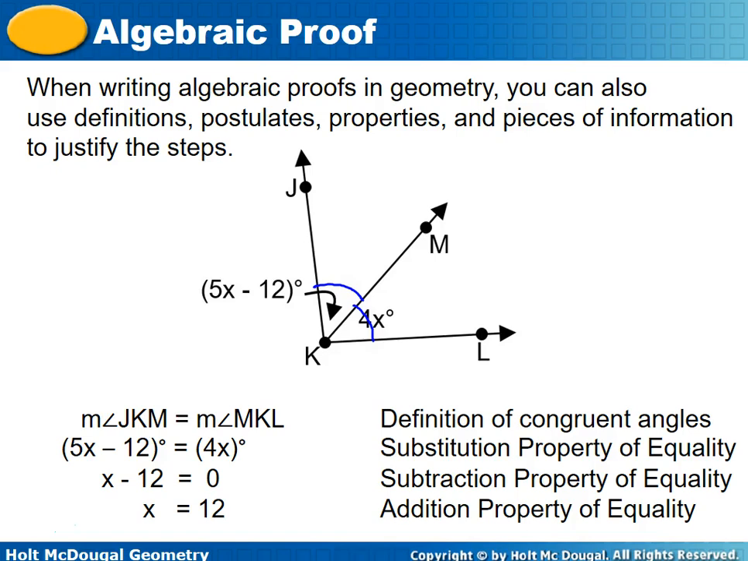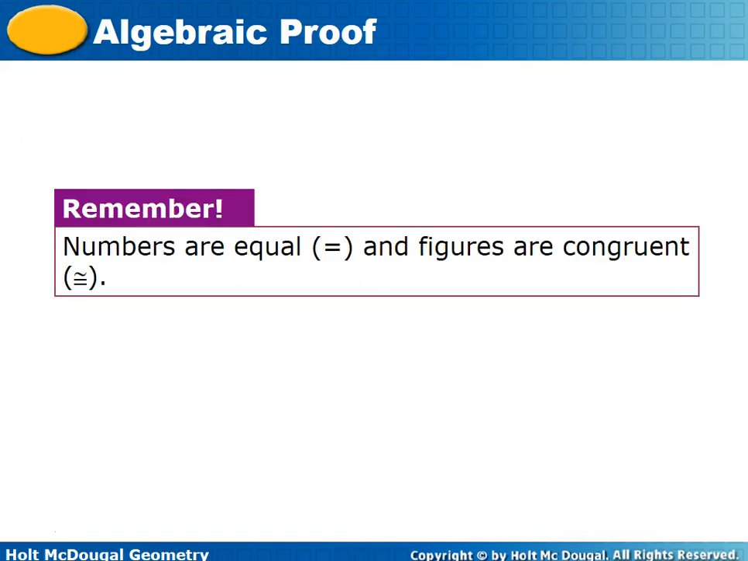And so then I could say that the measure of angle JKM is equal to the measure of angle MKL, and that's by the definition of congruent angles, or by the definition of bisect, depending on what the problem told me. Then we're just again substituting in. The next step was subtraction, and the final step was addition.